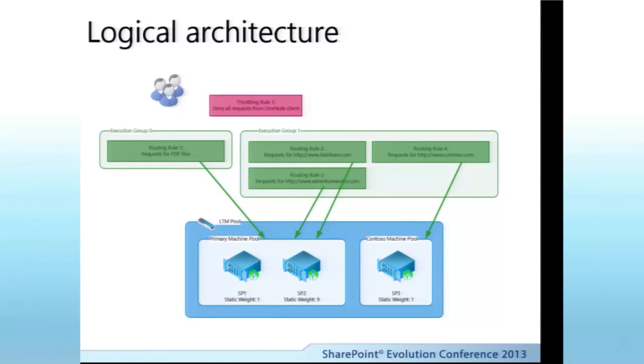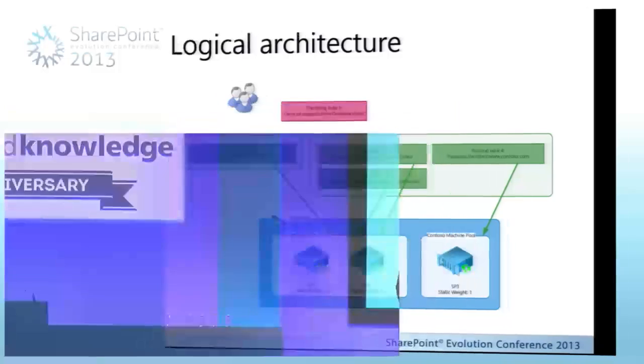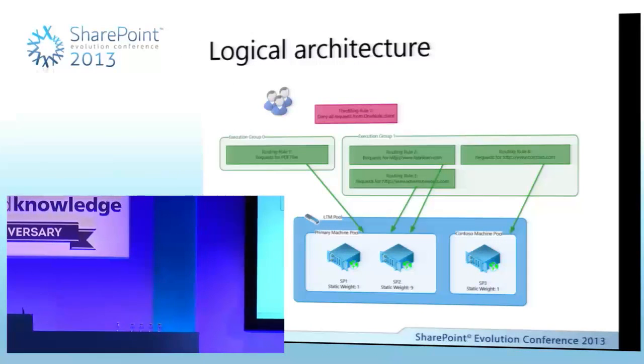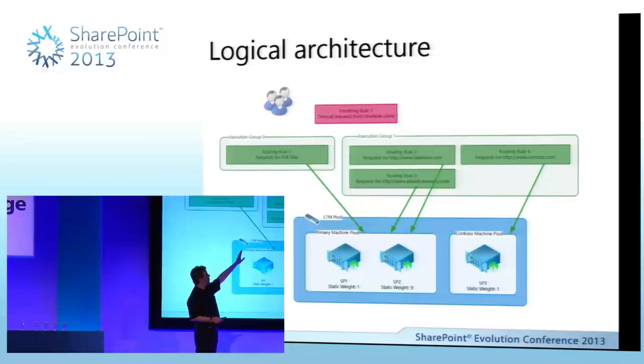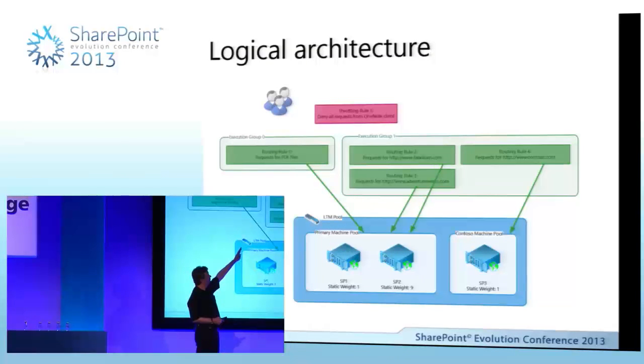I know that might be a little bit difficult to see towards the back there. So for the PDF files, I'm going to serve those from the primary machine pool, which includes SP1 and SP2. I'm going to do the same thing in execution group 1 for my Fabricam and AdventureWorks, going to these machines. And then my rule for Contoso is going to be served by SP3, which is in the Contoso machine pool.